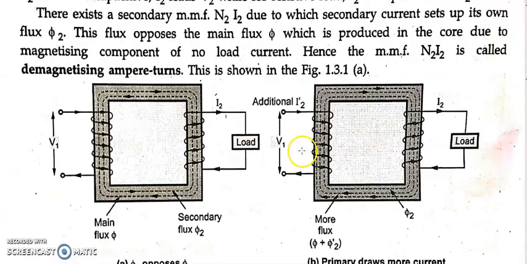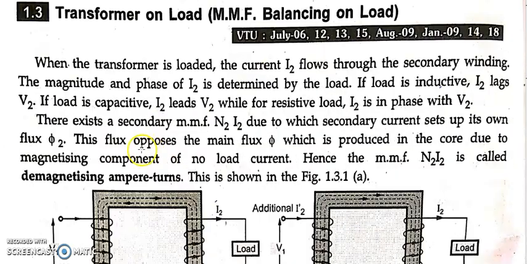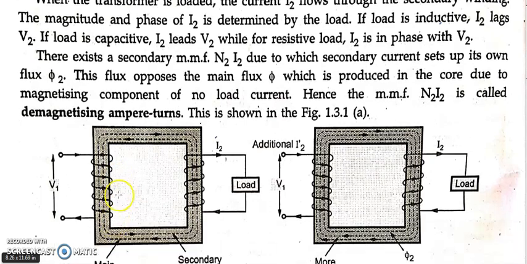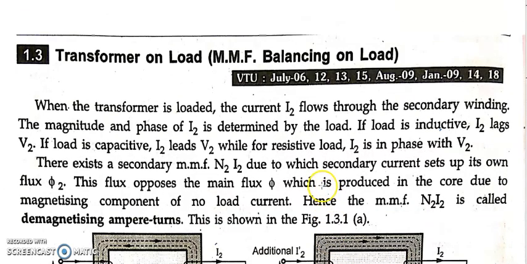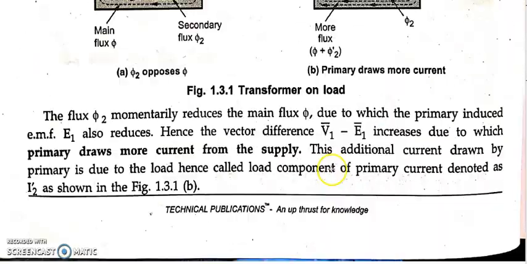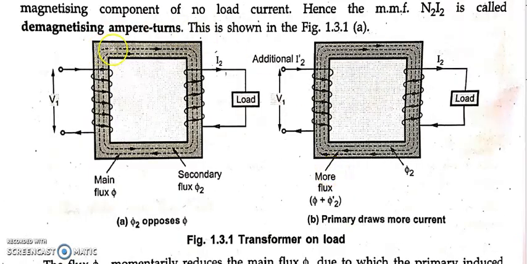So this is what we call MMF balancing. Yes or not? Here MMF got balanced, right? When you draw additional current, then again what happens? Your product of N1 into I1 will again increase because additional current has been supplied here. Yes or not? So again it will increase. So MMF here gets balanced. So finally what we can conclude here is your transformer is a constant flux machine. Yes or not?